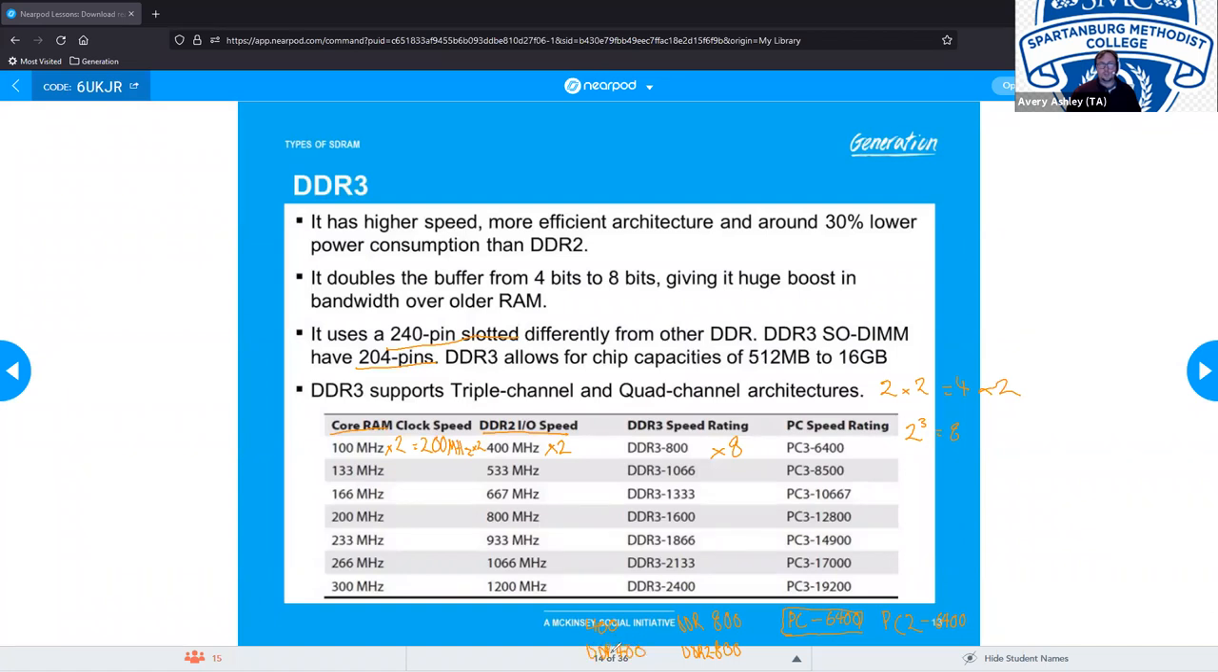DDR, probably should have picked a different color. But then to get to our clock speed from there, we have to divide by 2 again, which would put us at 200 megahertz. So it's a big difference between 400 and 200. So it's important to be able to tell what generation we're in. Any questions, concerns?